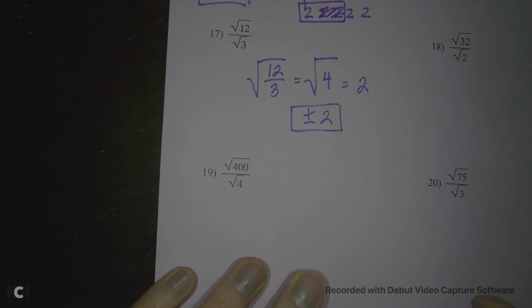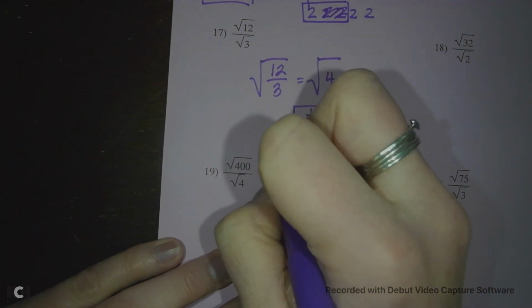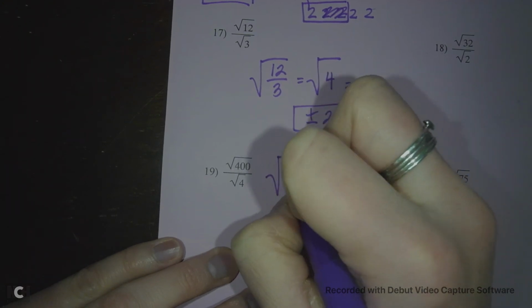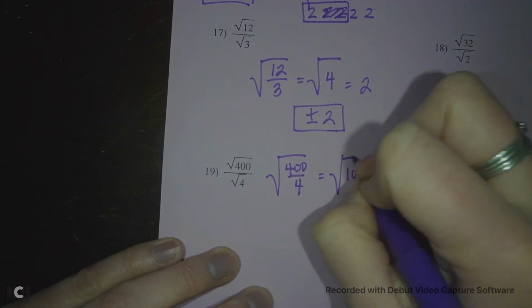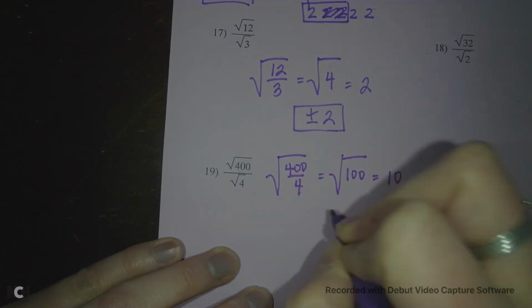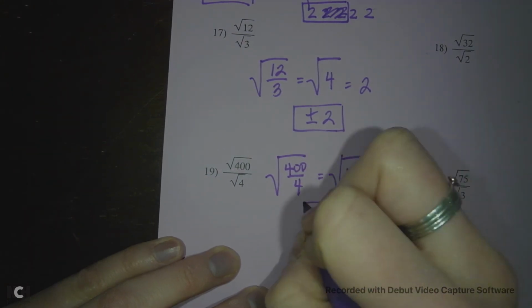Okay, and then the same thing with 19. So we have really a giant square root sign, and we're doing 400 over 4. So 400 divided by 4 is 100, and the square root of 100 is 10, so my answer is plus and minus 10.